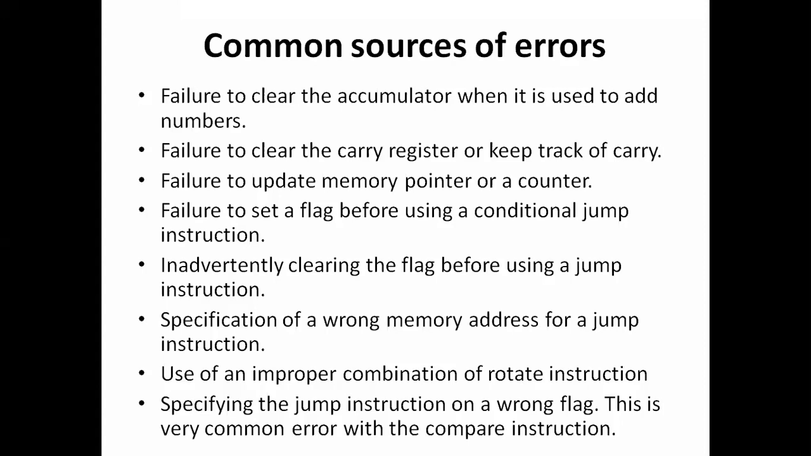The next one is the specification of a wrong memory address for a jump instruction. You have to jump to 8050 and you have written 8070 by mistake. Instead of writing 50, you have written 70. So instead of jumping to 8050, it will jump to 8070. So you have to be very careful. If you have specified a wrong memory address at the jump instruction, then again you will encounter an error.